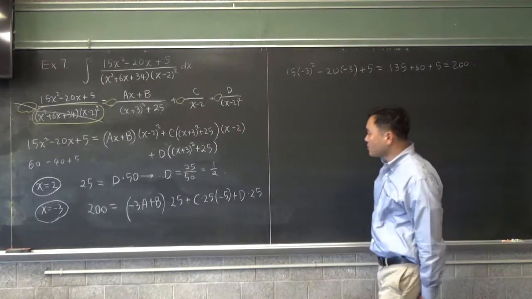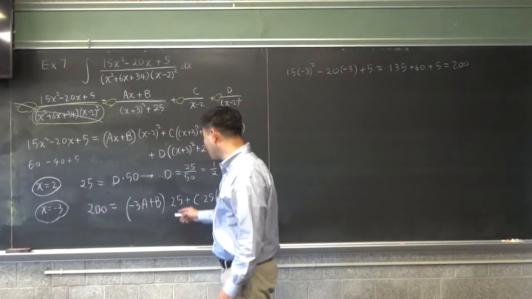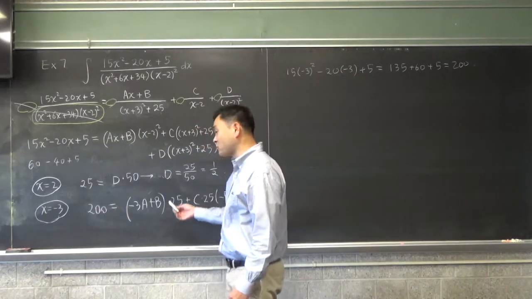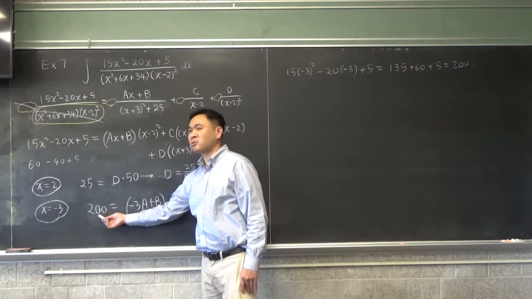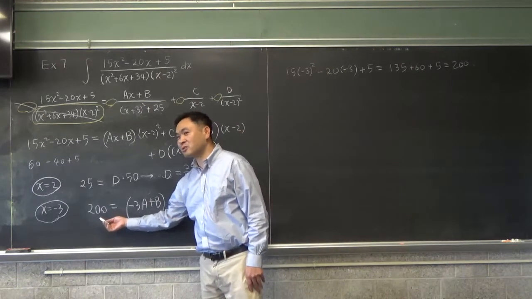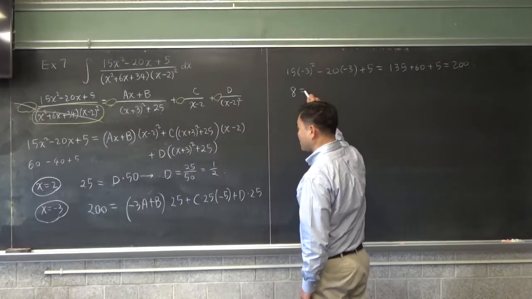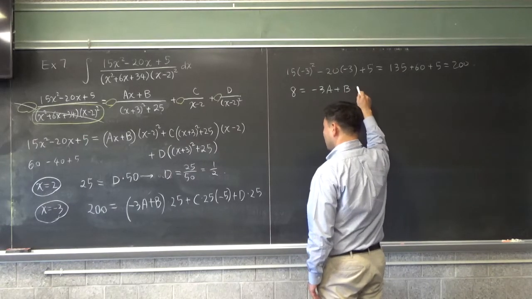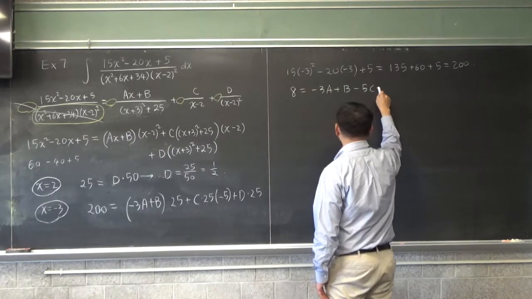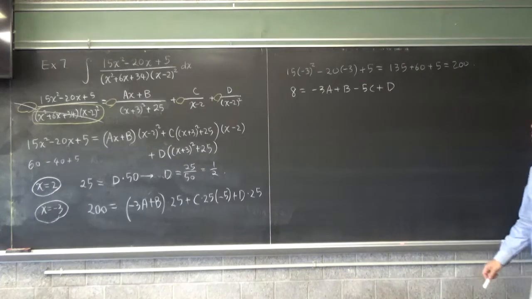Okay, thankfully every one of these is divisible by 25, so let's just go ahead and divide both sides by 25. $2 is how many quarters? 8 quarters? So 200 divided by 25 will be 8 on the left side. -3a plus b minus 5c plus d. So that's what we get.